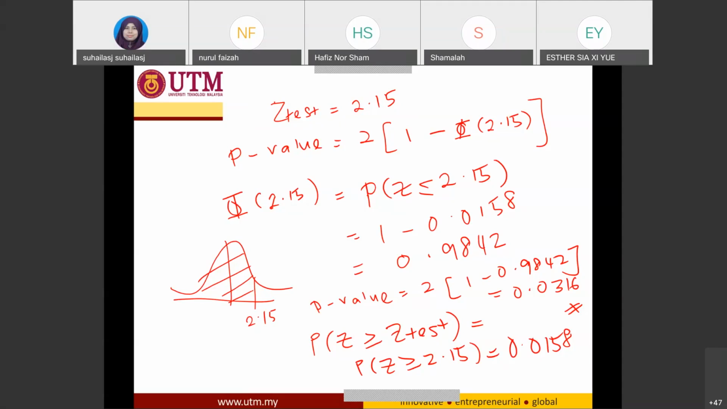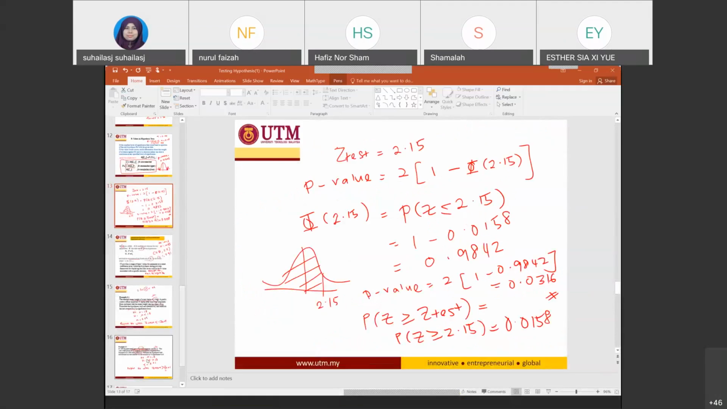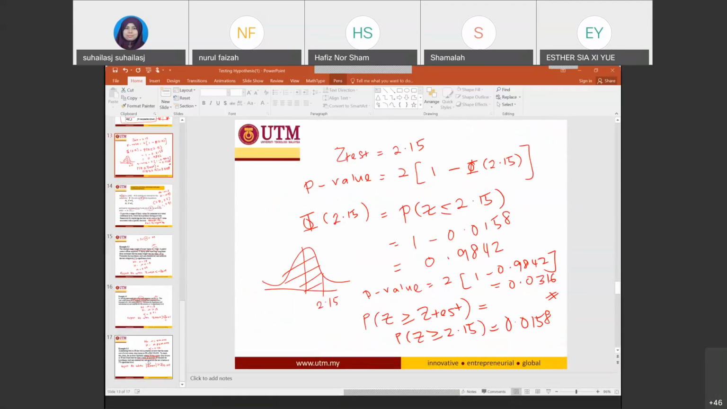But normally, if we already have output from Excel, the output is already given to you in terms of the P value. So based on your output, you just interpret it. Check your P value: if it is less than alpha, with a null and alternative hypothesis, you can reject your null hypothesis and then make a conclusion. So that is on the P value, which we already discussed in the previous week.